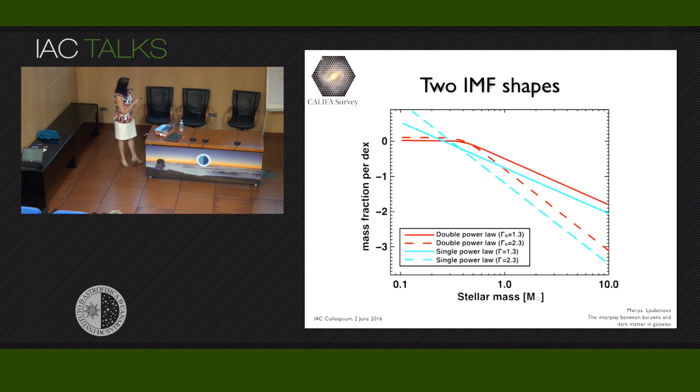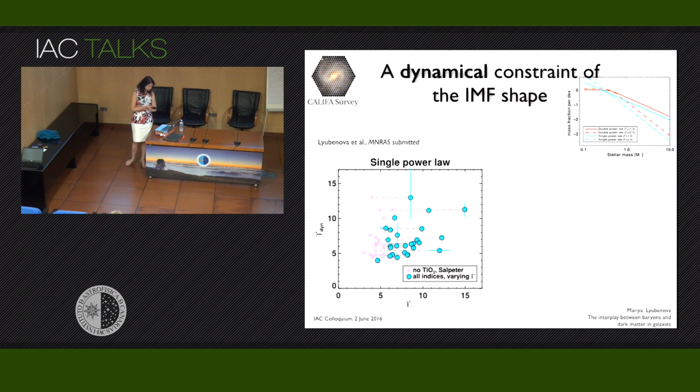So these are two representations, the solid and dashed line. And the other shape that we explored was the so-called double power law, or bimodal, which has a variable high-mass slope, gamma b here, and the solid line is very close to the Kroupa or Chabrier IMF. So this is where our galaxies sit on our diagnostic plot, with dynamical mass-to-light ratio versus stellar one.